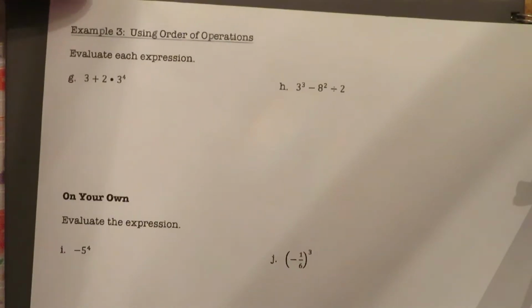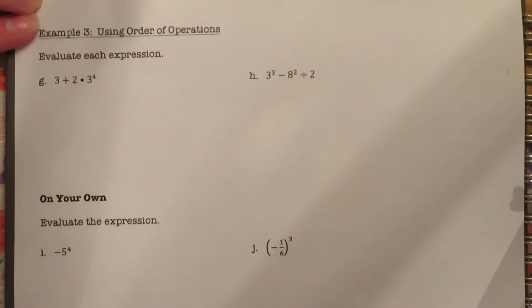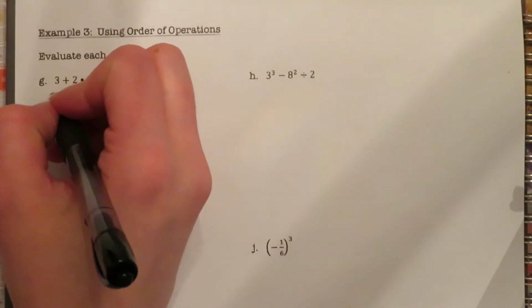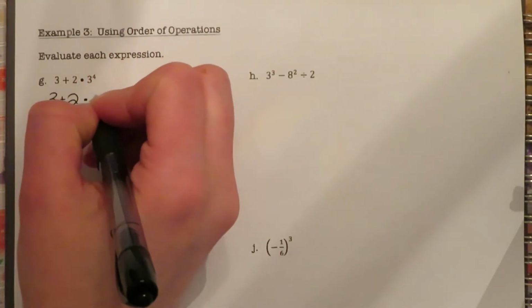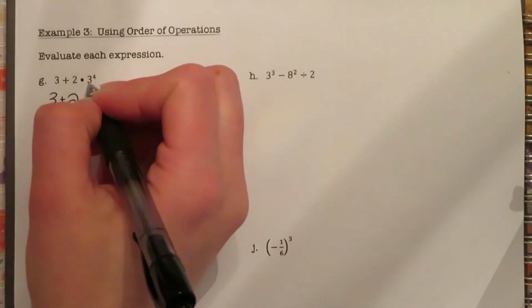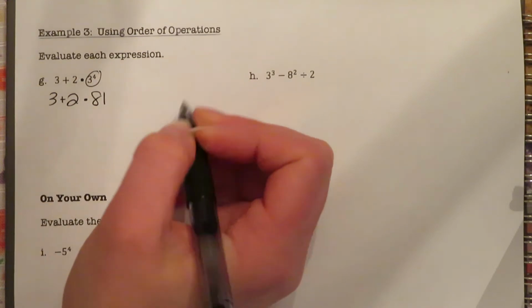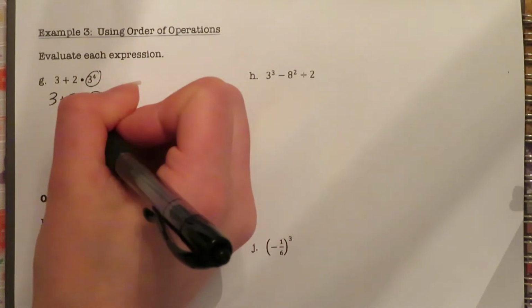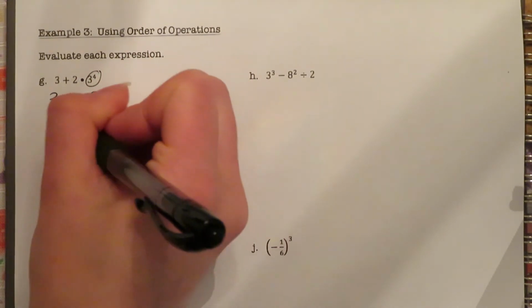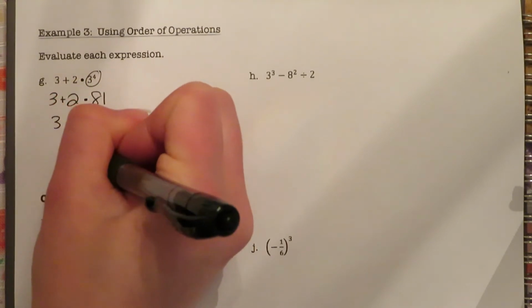All right, using order of operations. Evaluate each expression. 3 plus 2 times 3 to the 4th power, which is 81. This is your first step. Then you do 2 times 81, which is 162. You'll add 3. That's 165.